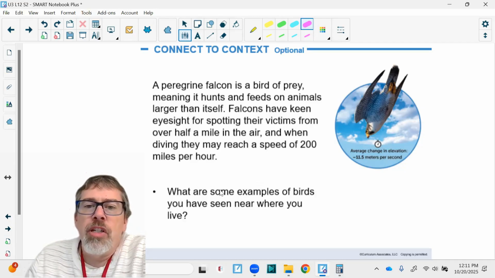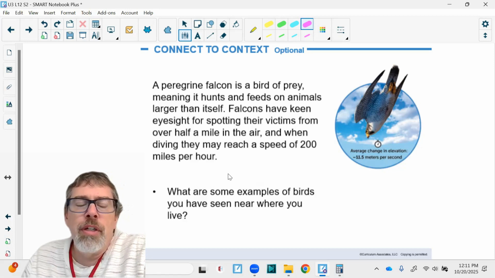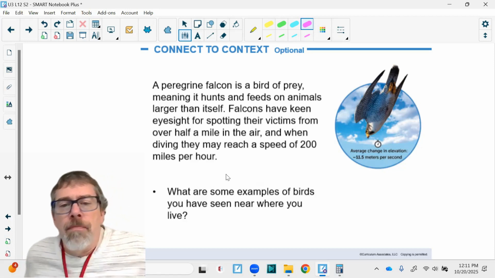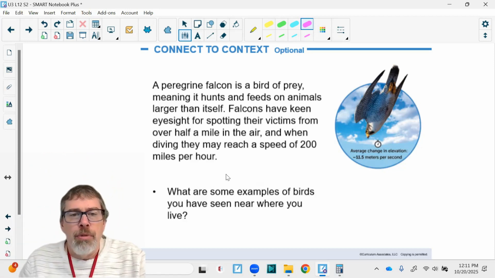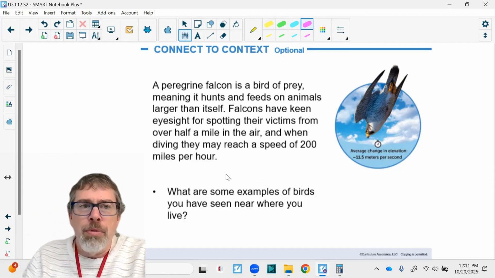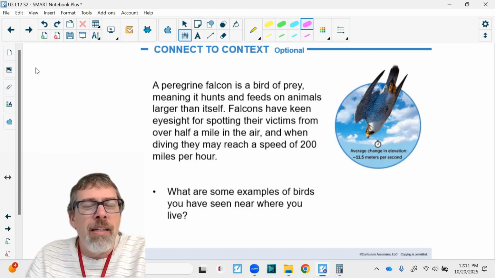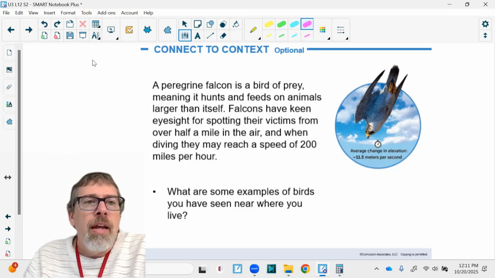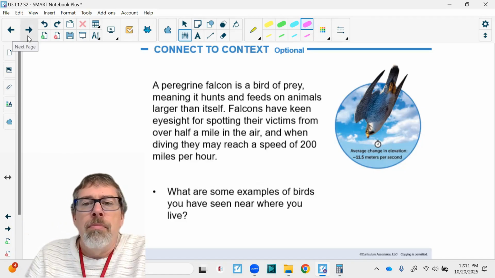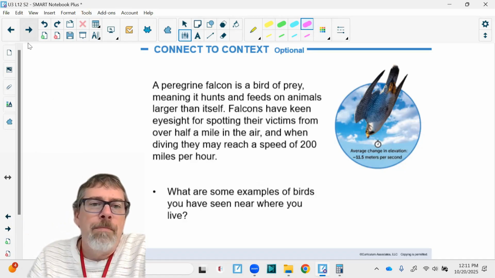Wow. What are some examples of birds you have seen near where you live? Well, let's see. Where I live, I see great blue herons and egrets the most. Some osprey, but not lately. I think they might migrate. And bald eagles. However, this weekend I saw 2 loons on the lake.